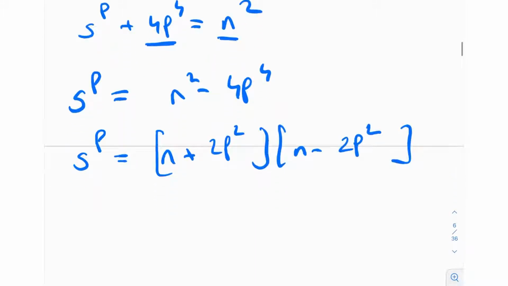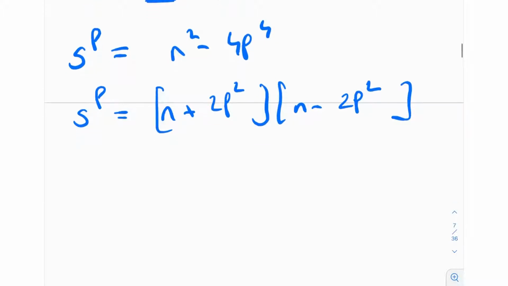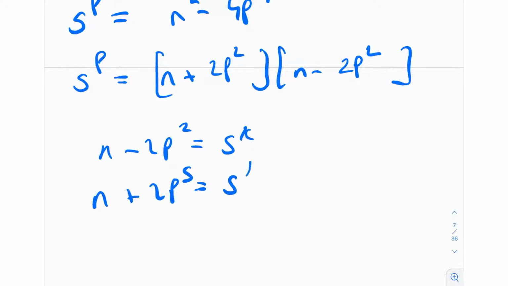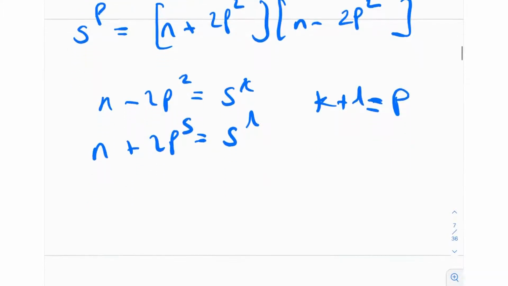Okay, great. Now what next? Well, once I've gotten up to this, I can write n minus 2p squared equal to 5 raised to power k, and n plus 2p squared equal to 5 raised to power l. And it's pretty easy to see that k plus l is equal to p, which just follows from the laws of exponents. Okay, great. So how can we proceed?